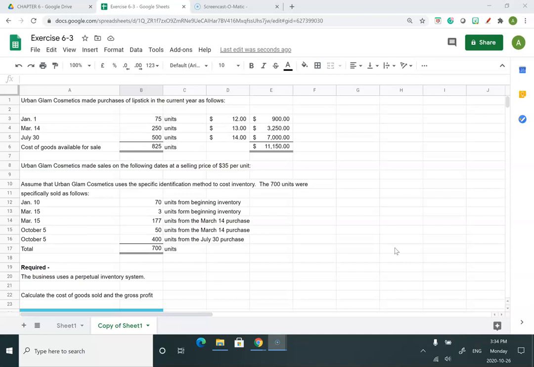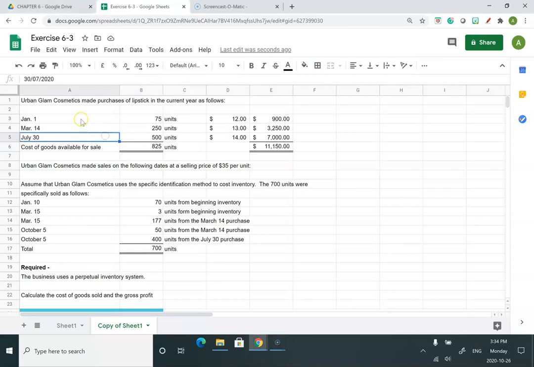So say, for example, we're selling vehicles. So you could track the vehicle by its VIN number and remove it from inventory. So it's specifically the vehicle that you purchase is the exact vehicle cost that we're removing from inventory. So let's just do this in terms of lipstick.